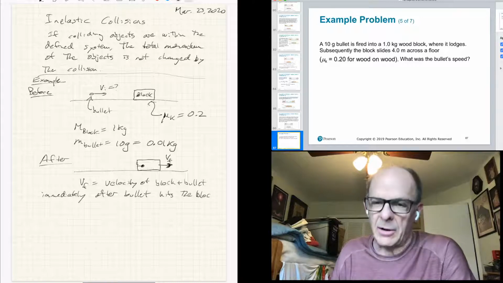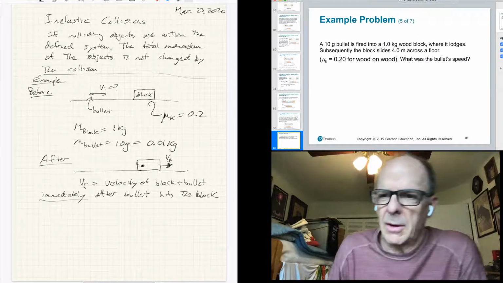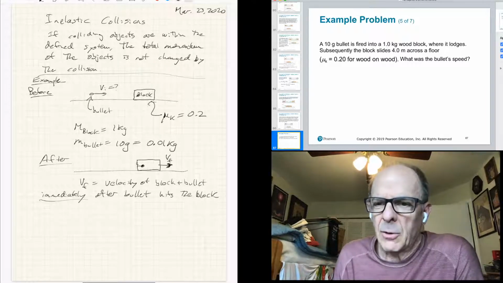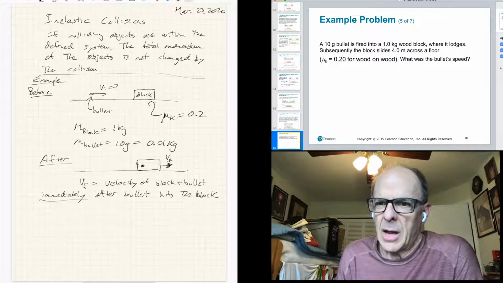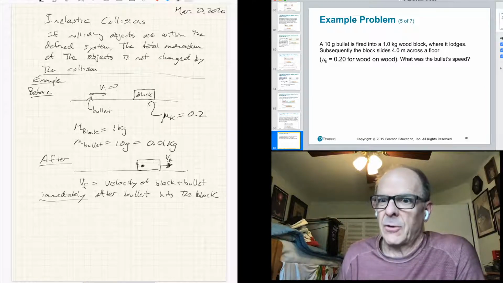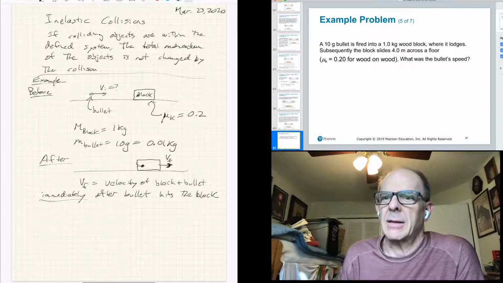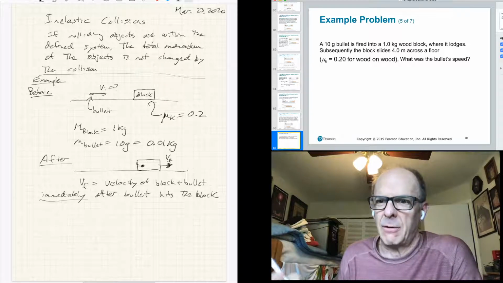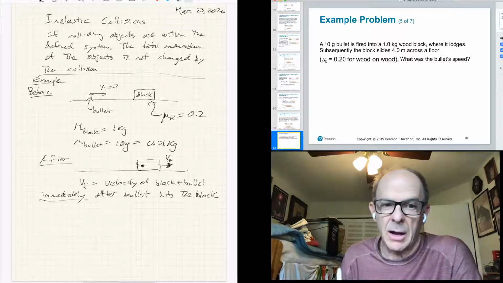Why am I emphasizing immediately? Because there's friction between the block and the floor. So what happens after the bullet hits the block is there's a force acting on the block. That is an external force that can change the momentum of the block.